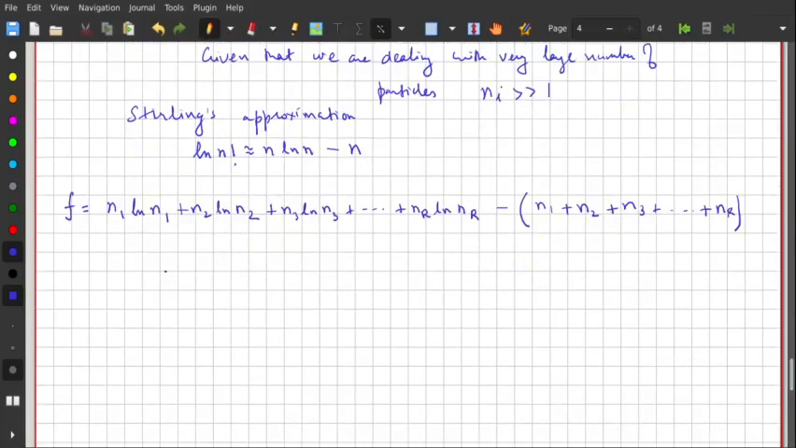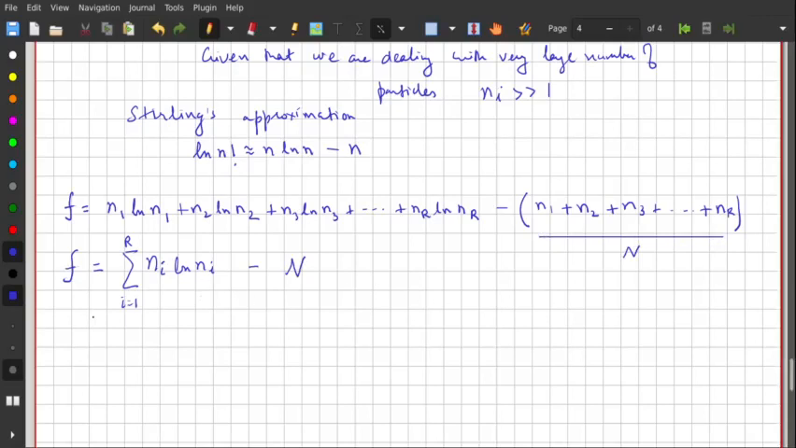Okay, so we can write this function f in terms of a summation notation. So we can write this as n sub i log n sub i, where i is the running index that runs over i equals 1 to r, minus, and this is basically the total number of particles, so that's basically n. Okay, so that's the function that we are trying to optimize.